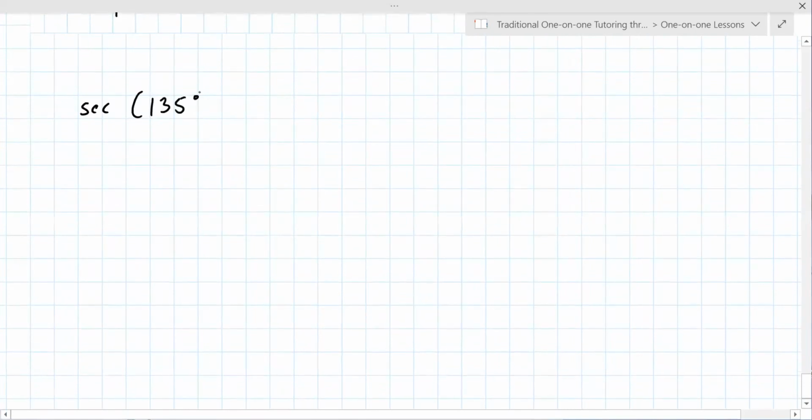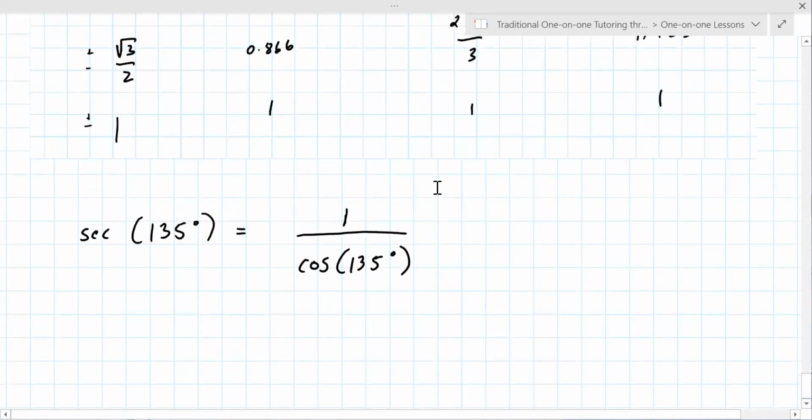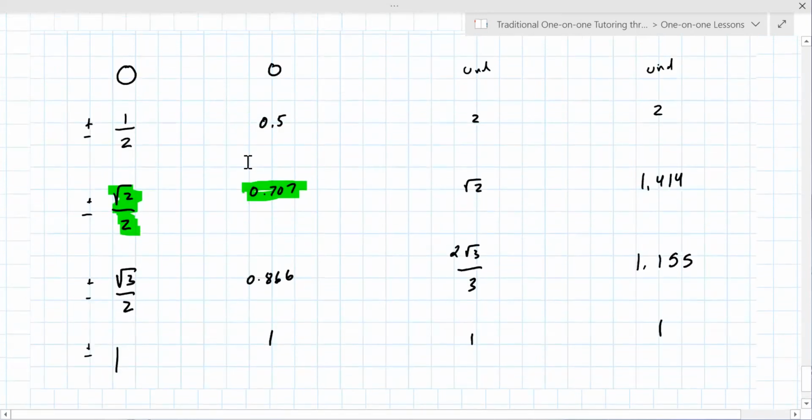Okay, so your Desmos does not know how to do secant. It's the reciprocal of cosine. So this is what you want to enter: 1 over cosine of 135 degrees. I have negative 0.707. So notice it's this one again here. So that means it's negative square root of 2 over 2.